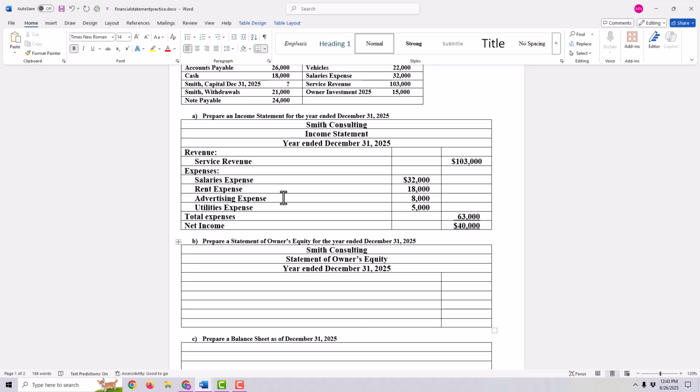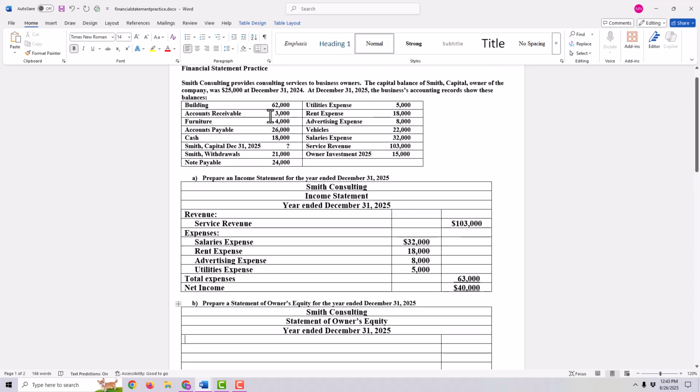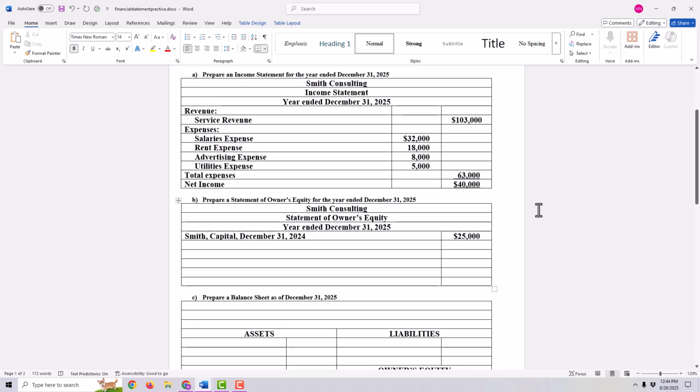And then for this report, I'm going to start with the beginning capital at the beginning of the year. And whatever you have at the end of the previous year, which was at the end of 2024, is what you would start with at the beginning of 2025. So I'm just going to put in here Capital, Smith Capital, December 31st, 2024. And that was $25,000. And then I'm going to add any owner investments.